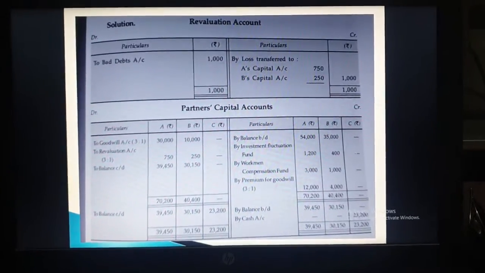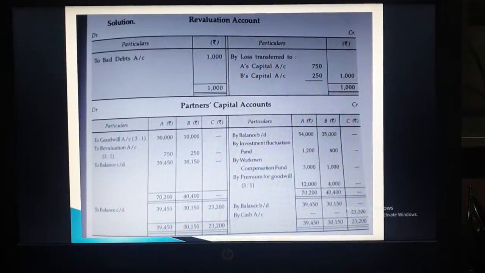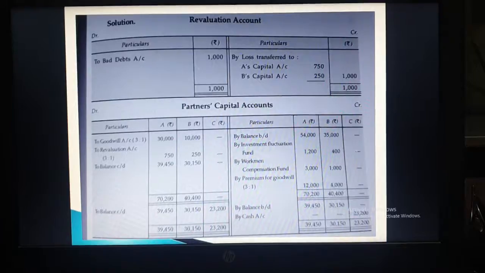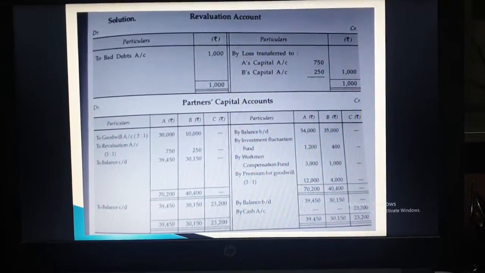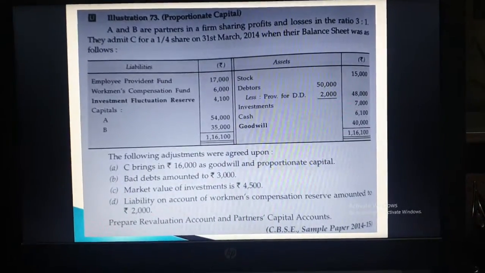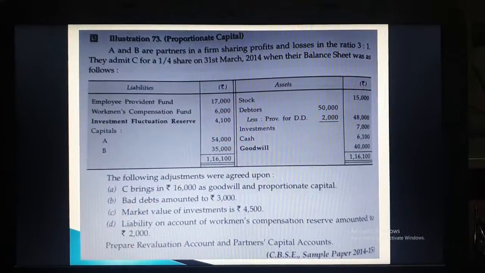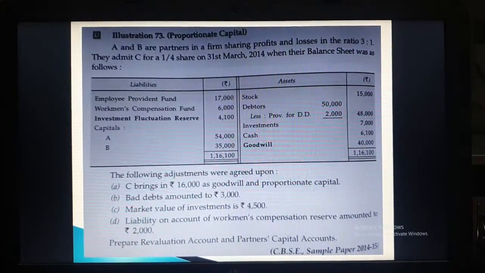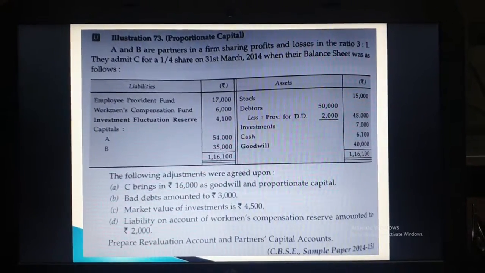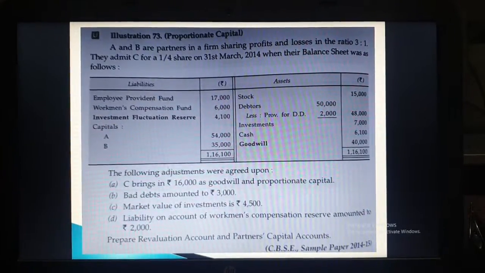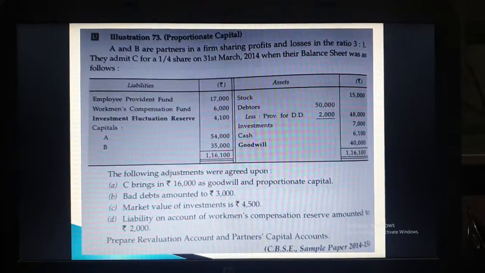Now come to the third part, workman compensation reserve. 3,000 in A column and B column is 1,000. Come to the question part again. It is given on the liability side that workman compensation reserve is 6,000. But see the last point D. Again there is a liability of workman compensation of 2,000.